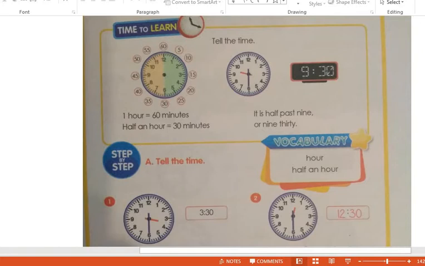Today we're going to have a half hours lesson. In the last lesson, you learned about hours. Today we will learn about what half an hour means. I have here an analog clock, 2 analog clocks and 1 digital clock.